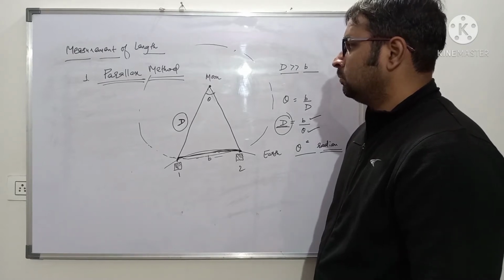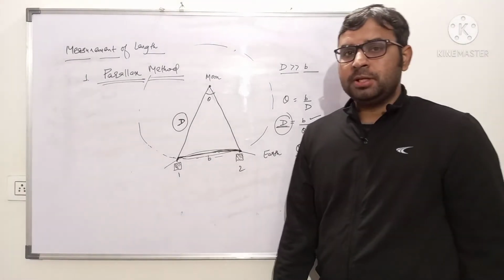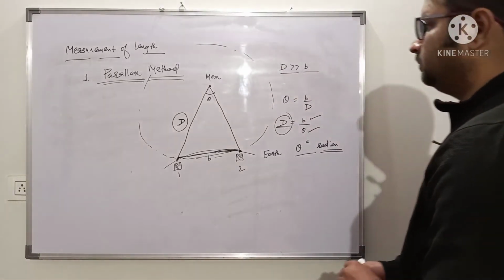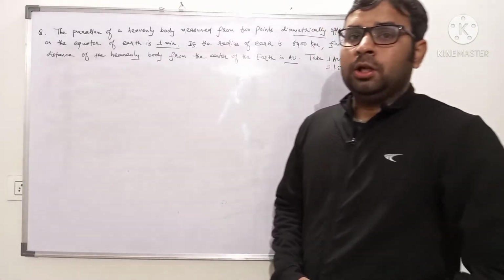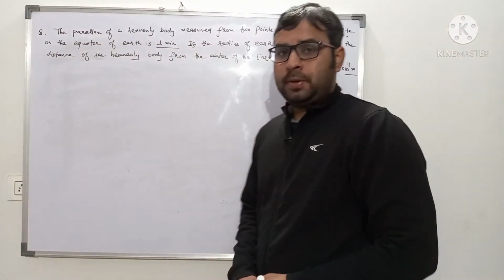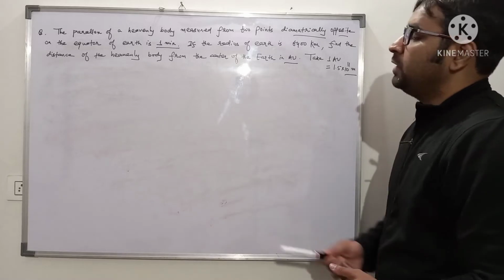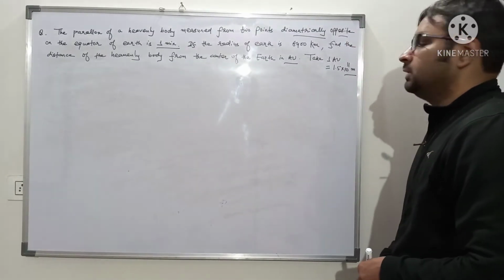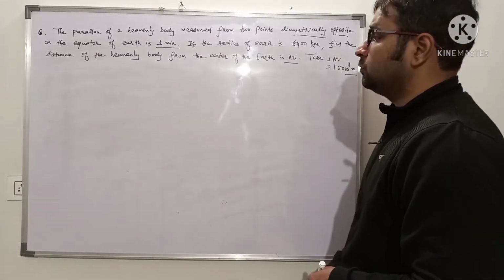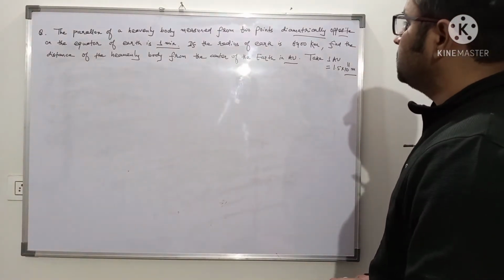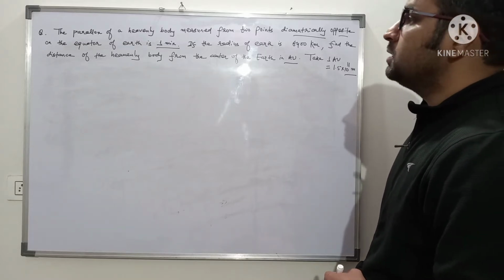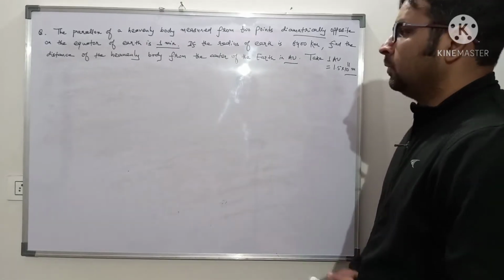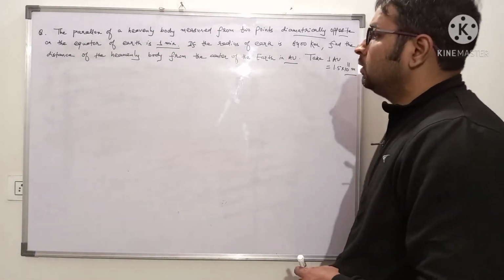Now we will solve one question based on the parallax method to have more clarity. Let us do a numerical problem based on the parallax method. So here we have a problem. The parallax of a heavenly body measured from 2 points diametrically opposite on the equator of Earth is 1 minute. If the radius of Earth is 6400 km, find the distance of the heavenly body from the center of the Earth in AU. AU is astronomical unit.